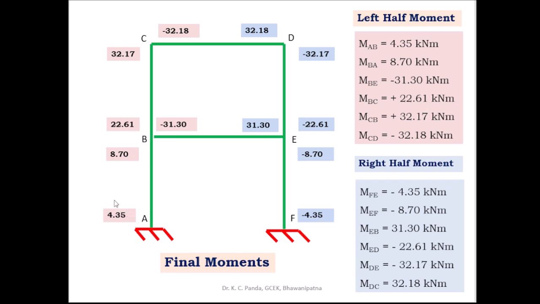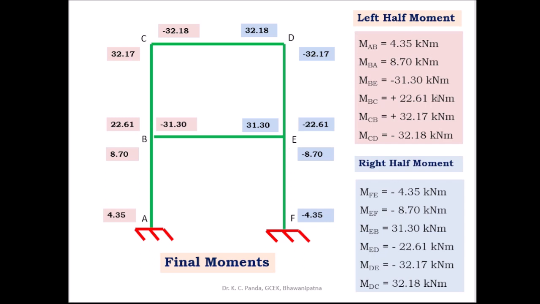Take the same value but in opposite sense. Similarly, MAB, here you got 4.35 kilonewton meter, and this side MFE you take minus 4.35 kilonewton meter, and MBA 8.70, and MEF you take minus 8.70 kilonewton meter, and MBC 22.61, and here you take MED minus 22.61, and MCB 32.17, and here you take MD minus 32.17. So these are the left half moments, and the right half moments you take with the same value but in opposite sense.